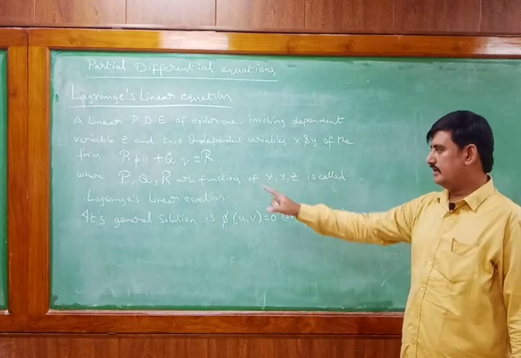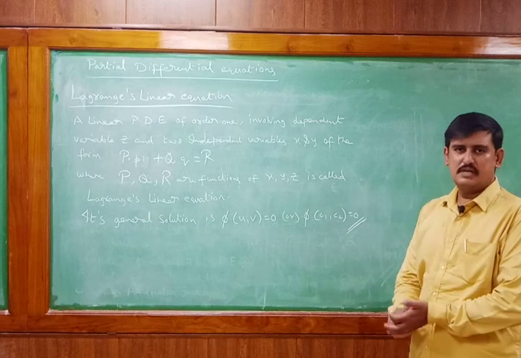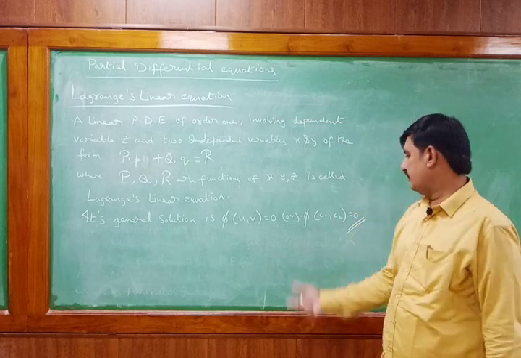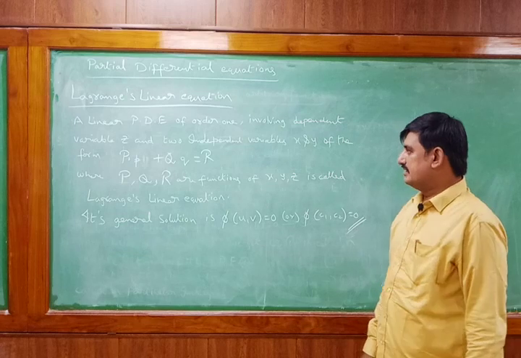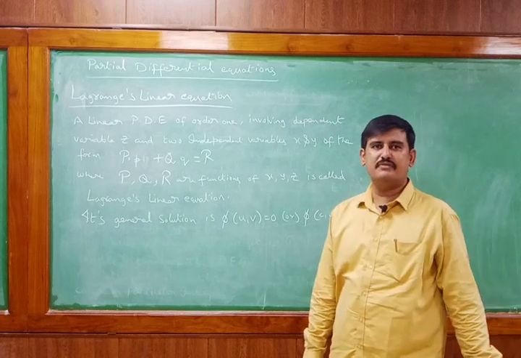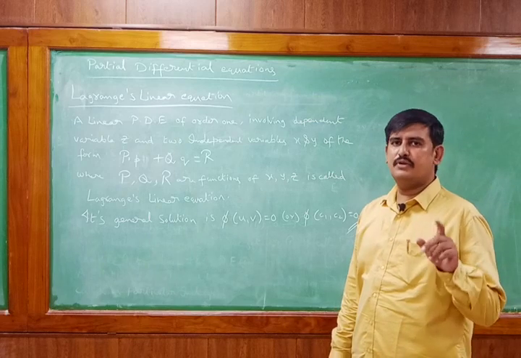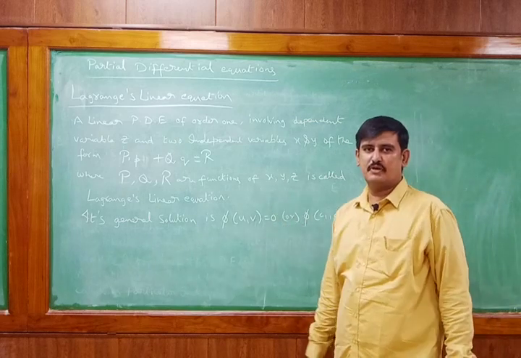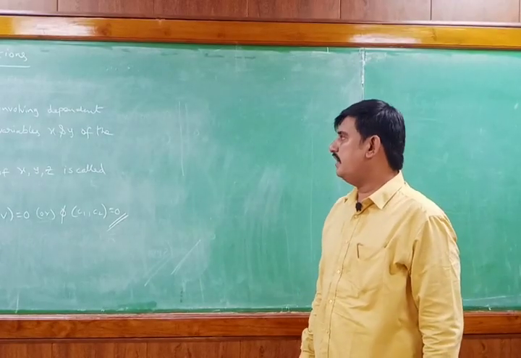This is called Lagrange's linear equation, and its general solution is phi of u comma v equal to 0, or you can write phi of c1 comma c2 equal to 0. It's a very important topic. In the exam you will definitely get one 5 mark question on Lagrange's equation. We'll see the problems and its working rule.